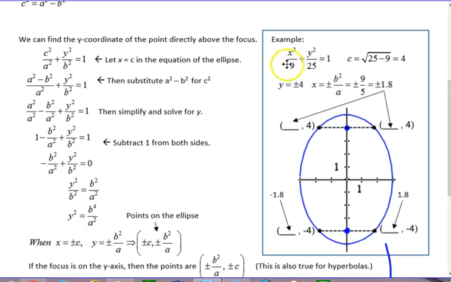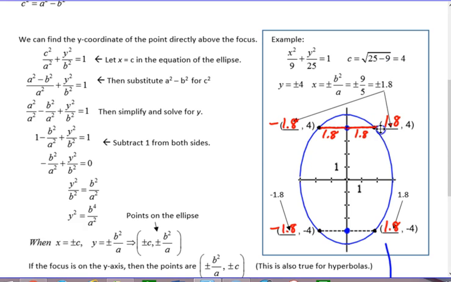Now, b squared is the smaller value in an ellipse. The b is the smaller value, and the larger value is the a. So I use the b squared, 9, and then a would be the square root of that number, over 5. So that's 1.8. That means the distance from here to here is 1.8, and this distance is 1.8. So this would be 1.8, this would be negative 1.8, and this would also be 1.8 and negative 1.8 for negative 4.